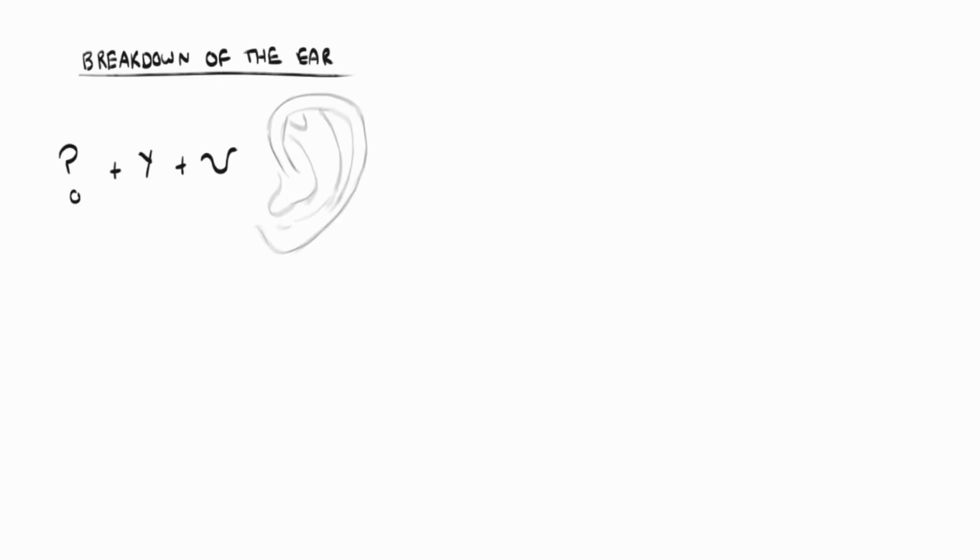Last facial feature here, the ears. Quite an unusual form, but I break it down like this. The question mark, the Y, and the U, or the valley. Why is there valley ear? Question mark, I don't know.